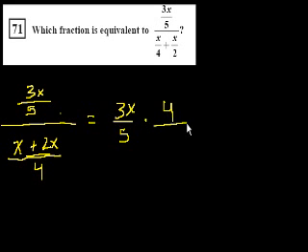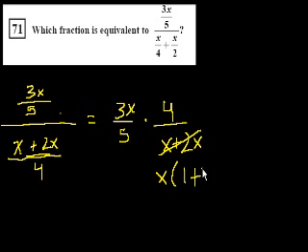And now, if you divide by a fraction, that's the same thing as multiplying by its inverse. So this is going to be equal to 3x over 5 times the inverse of this, times 4 over x plus 2x. Let's see what we could do. Well, we could factor out an x here. Actually, I should have said x plus 2x is equal to 3x.